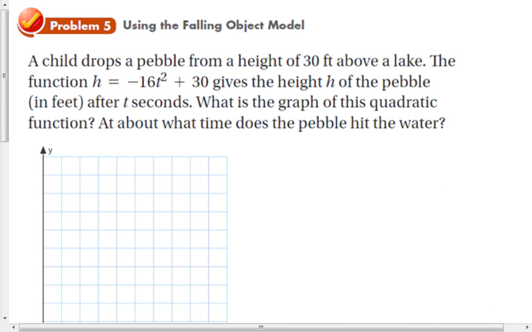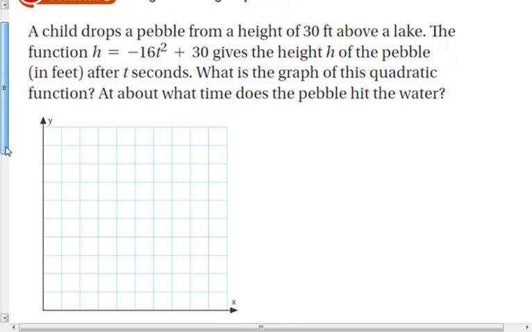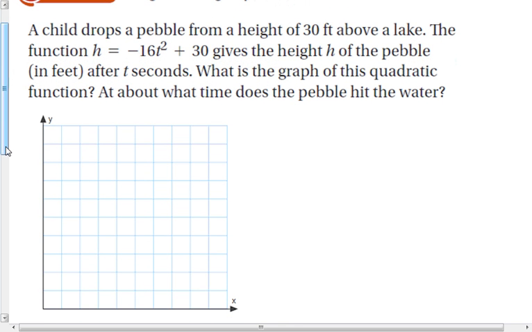Okay, one thing about quadratic equations is they can oftentimes be used to show an object in motion. And here's an equation that represents a child dropping a pebble from a height of 30 feet above a lake. The function h equals negative 16t squared plus 30 gives the height h of the pebble in feet after t seconds. What is the graph of this quadratic function? At about what time does the pebble hit the water?